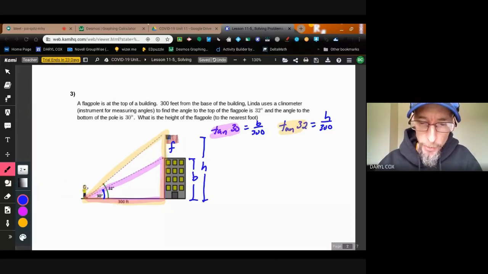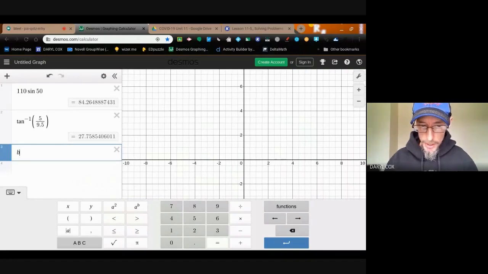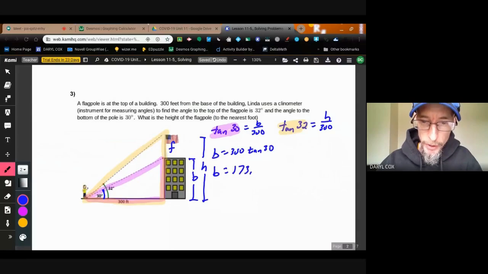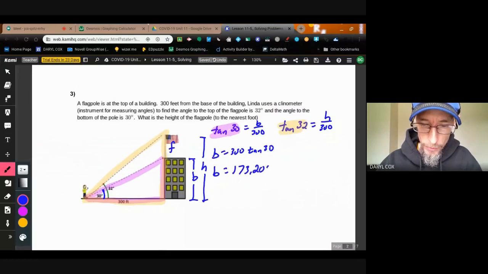So when I solve this first problem, that's B equals 300 tangent of 30. So I'm going to go to my calculator and get that solution. And in fact, I'm going to actually type it in as B equals 300 tangent of 30. And now I get B to be 173.2051. So I'm going to write that down. 173.2051. So that's B. That's the height of the building.